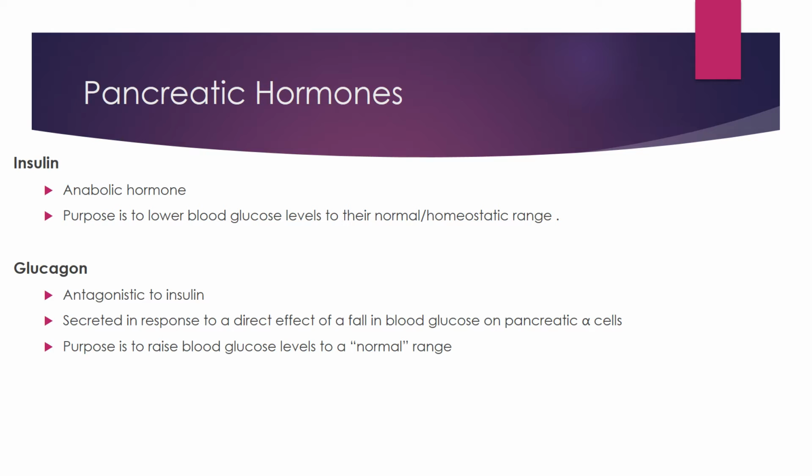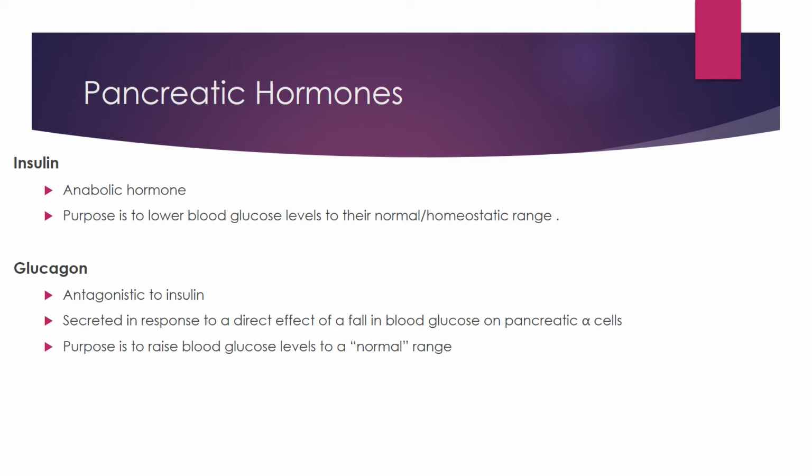Insulin is an anabolic hormone, which means that it is going to build things up, and the purpose is to lower blood glucose levels to their normal range. It helps to promote cellular uptake of glucose, fatty acids, and amino acids, and it helps to enhance their conversion into glycogen, triglycerides, and proteins.